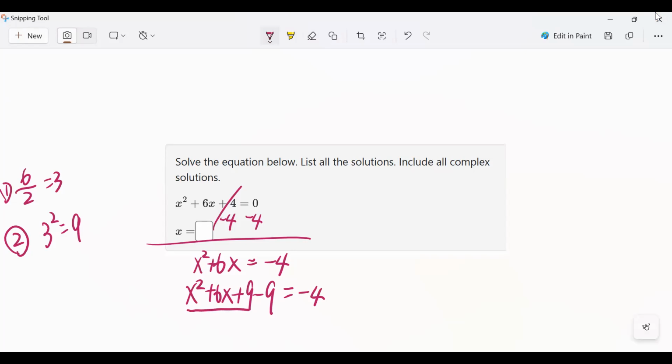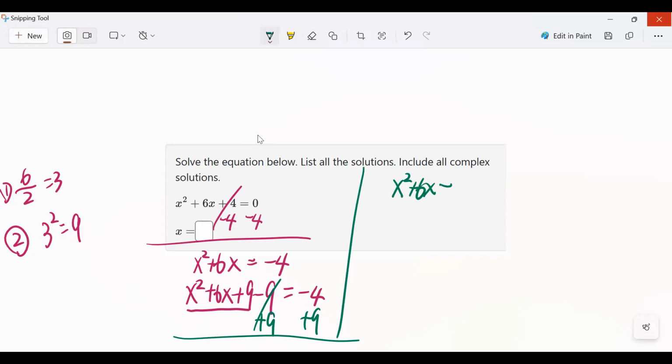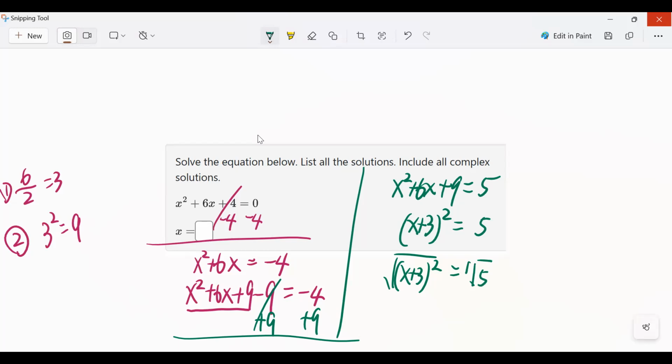So now 3 is a perfect square, so we're going to keep it there, and I add 9 to both sides of the equation. Cancel that, and you end up with x squared plus 6x plus 9 equals 5. Now this is a perfect square, so we get (x plus 3) squared equals 5. From there, we just take the square root of both sides of the equation, just like what we did in the section 6.1 practice. Very similar, but just do it step by step.